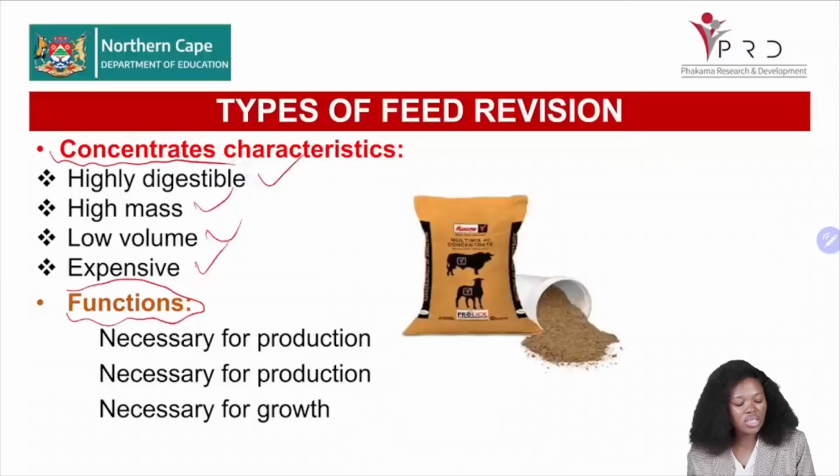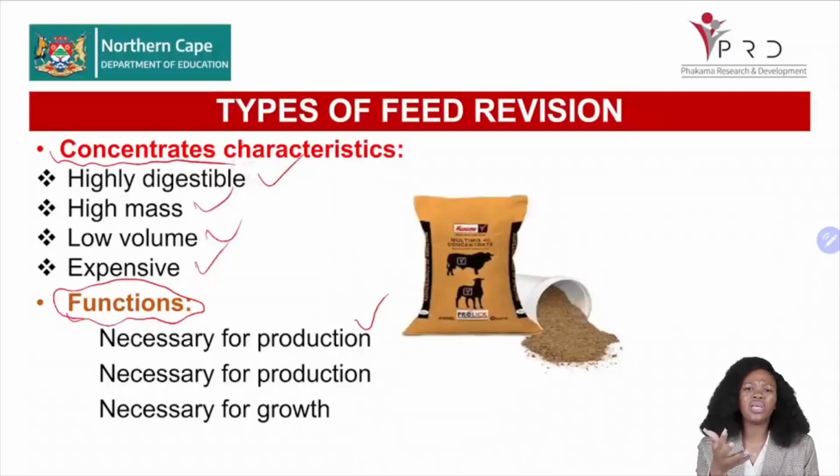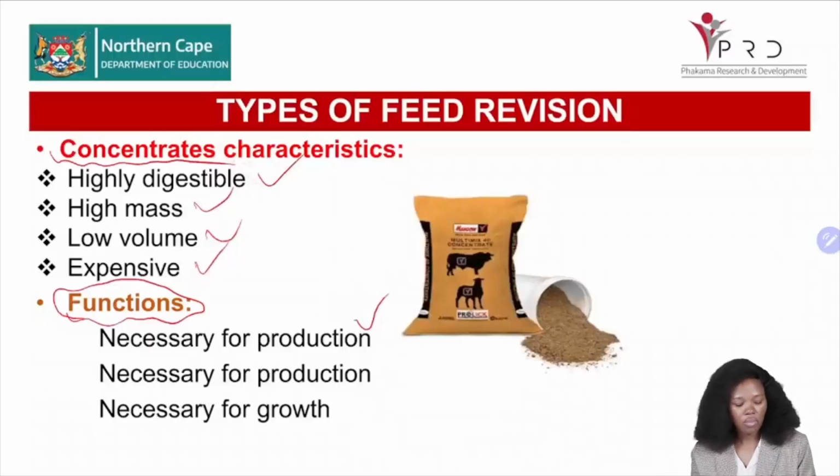Now, what are the functions of these concentrates that are highly digestible? Firstly, they are necessary for production, not because they are protein rich or energy rich, but based on the fact that they are highly digestible. Animals that are producing need more nutrients. Secondly, the concentrates are even necessary for reproduction. So animals that are pregnant need more nutrients. So that is why they are necessary for reproduction.